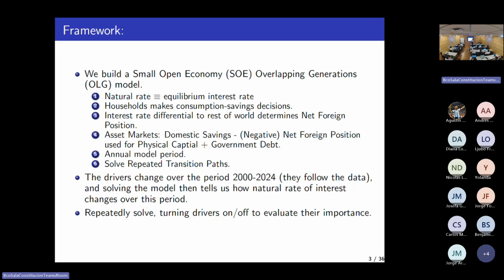The way that this works then, we've got those 6 drivers that I showed you on the previous slide. Those just become 6 parameters in the model. Lots of them depend on age, so it's a lot more than 6, but let's just pretend it's 6 parameters in the model. We follow the data for how those 6 parameters change over time, and then we solve the model to get the natural rate of interest over time. Then we repeatedly solve the model, turning the drivers on and off to say which drivers matter for the path of the natural rate of interest that we see.